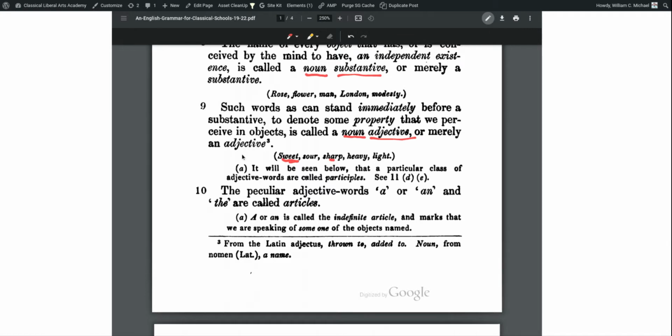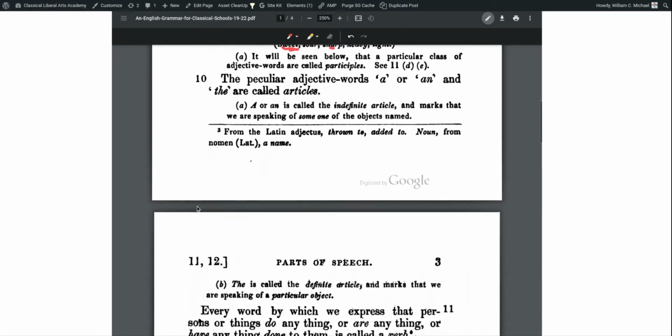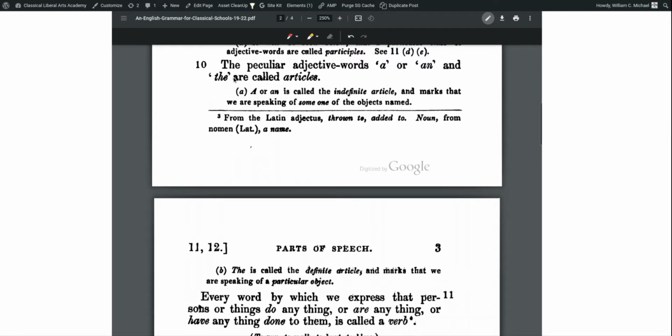And you need to make sure you understand what they are. You can give examples of them. And if you look at a reading, you can point out noun substantives and noun adjectives. Let's keep moving because this is a long lesson. Article 10 here. The peculiar adjective words a, or an, and the are called articles. This is a third part of speech. Now, you can see that they're called adjective words because they're set next to substantives.